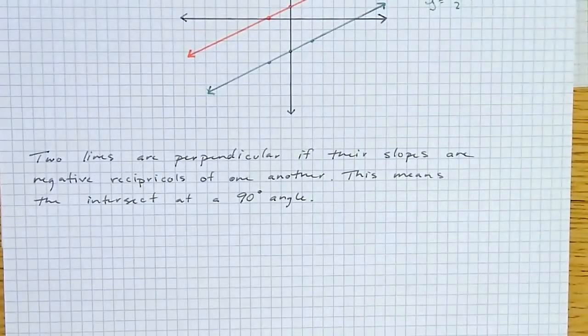Okay, then the other side of that would be if two lines are perpendicular. Their slopes are negative reciprocals of one another. What this means is they intersect at a 90-degree angle.